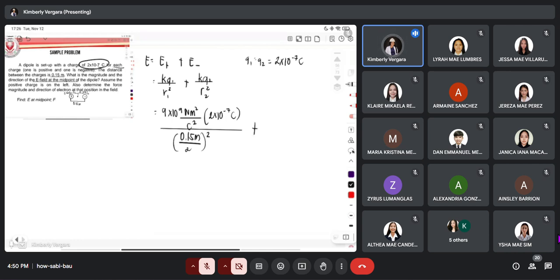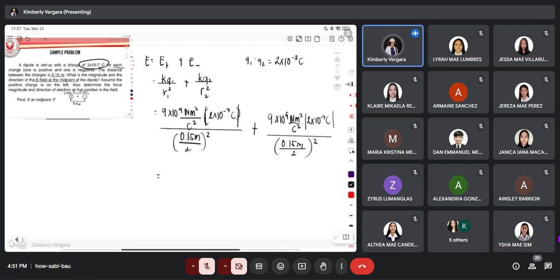Plus another one. So, pwede po ba nating alisin na lang si positive and negative? Yes po. Kasi po, ang tinutukoy naman po natin dito is si electric field. Okay? So, sabihin natin, ito ay naka-absolute value. So, another for the negative, electric field from the negative source, 9 times 10 raised to 9 Newton meter squared per coulomb squared times 2 times 10 raised to negative 7 coulomb all over by 0.15 meters over 2 squared.